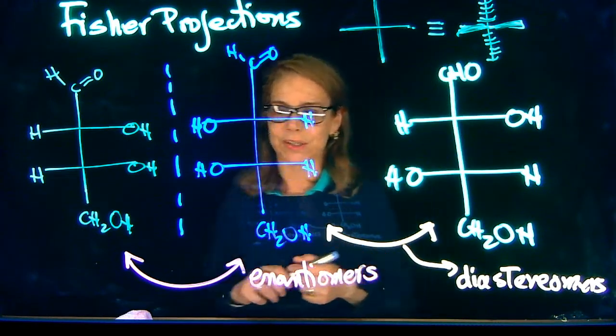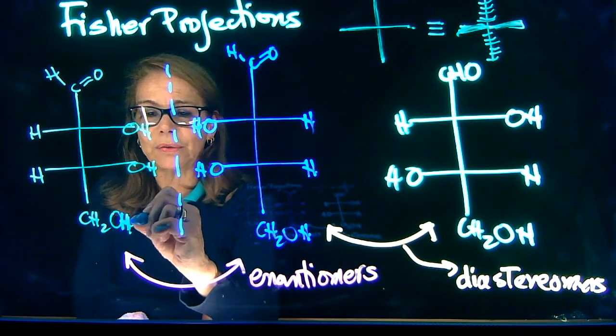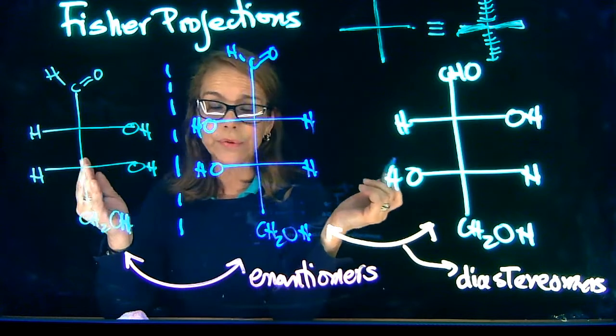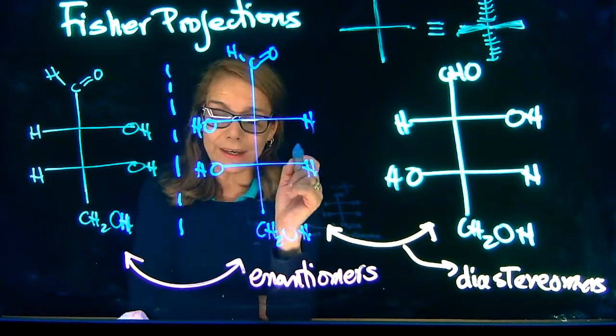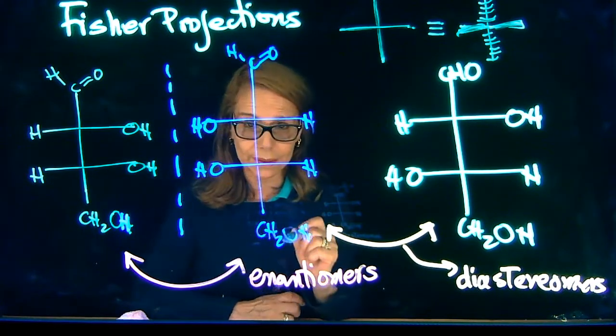will be wedges. And then when you are looking at the absolute configuration of the chiral centers, in enantiomers the configuration will be the opposite at all chiral centers.